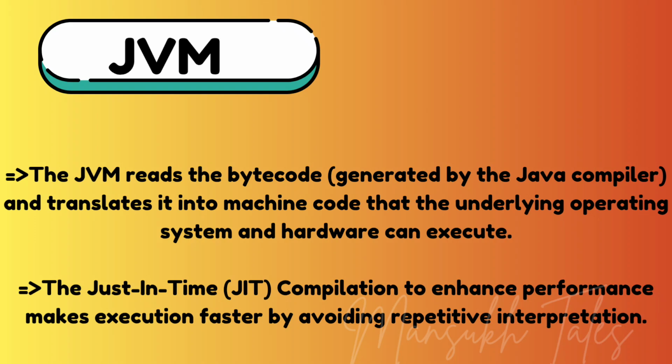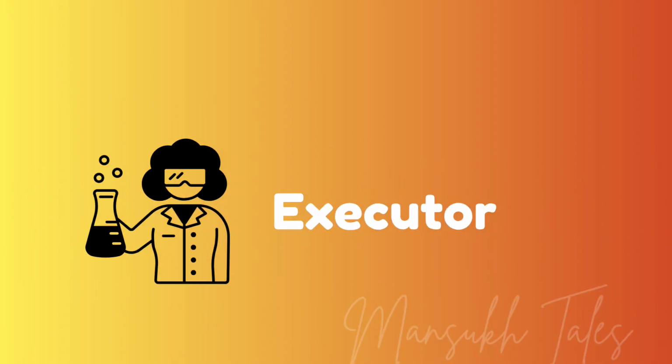The just-in-time or JIT compiler, to enhance performance, makes execution faster by avoiding repetitive interpretation. So in one word, it's an executor.